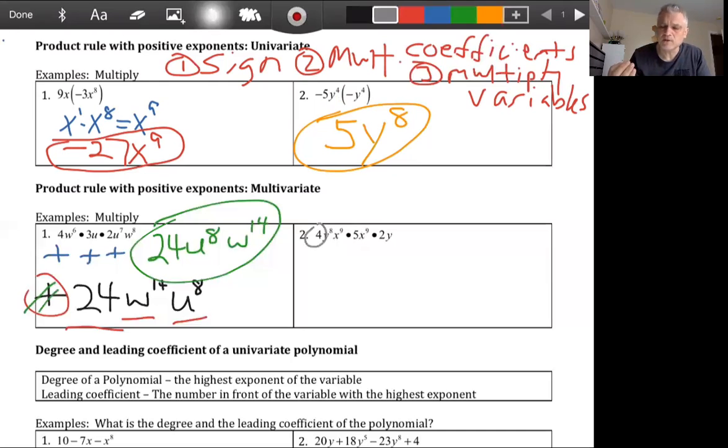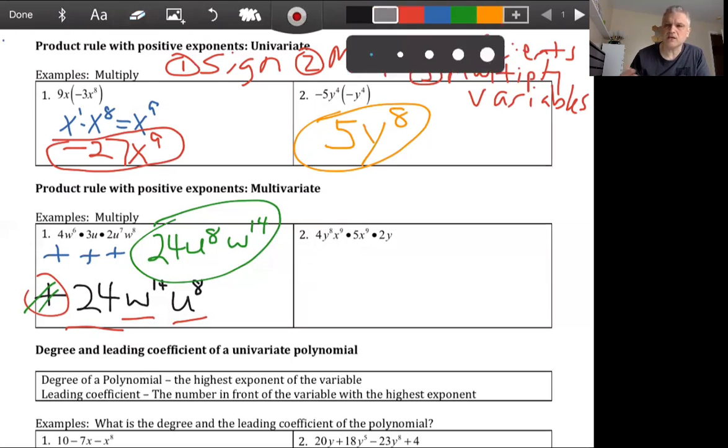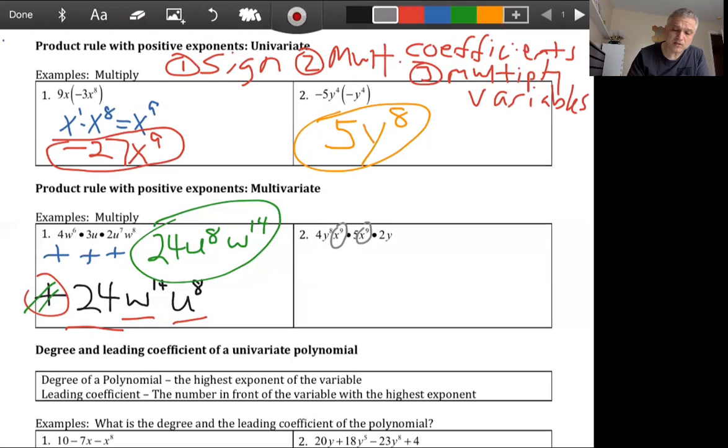So at this point, if you want to put the plus there, great. I'm not going to write the plus on this one because we just know it's positive, and I'm going to end up taking away the plus sign anyway. So we've got x's and y's. Okay, so let's take the x's first. X to the 9th times x to the 9th is x to the 9 plus 9 power, so that's x to the 18th.